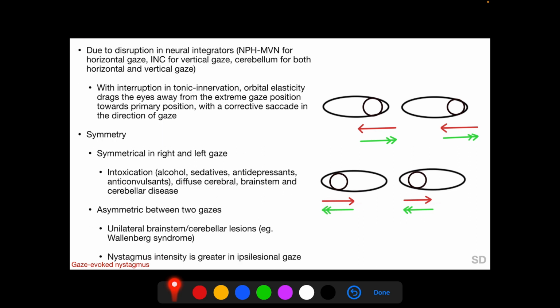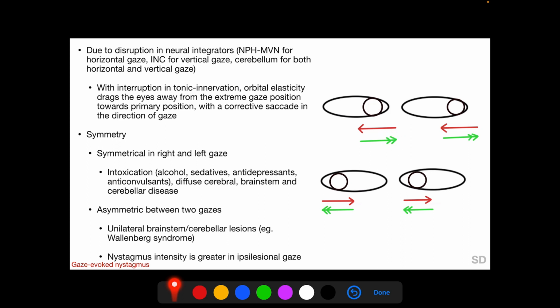Gaze-evoked nystagmus is said to occur due to disruption in the neural integrators, which we have discussed when covering the saccadic system in the session on supranuclear control of eye movements. And because of that, there is interruption in the step phase or the tonic innervation in the pulse step mechanism, and following that, orbital elasticity drags the eyes away from the extreme gaze position towards primary position with a corrective saccade in the direction of the gaze. So when the patient attempts to look towards the left side, the inadequacy of the step innervation leads to dragging of the eyes back towards the primary position, followed by a corrective saccade in the direction of the gaze.